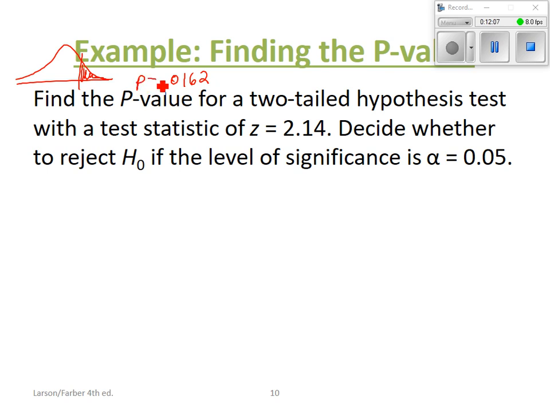That's your P. Then we're going to compare that P, 0.0162, to our alpha, which is 0.05. And we look at this, and the alpha is bigger than this. And if we're saying P is less than alpha, then that tells us to reject the null.